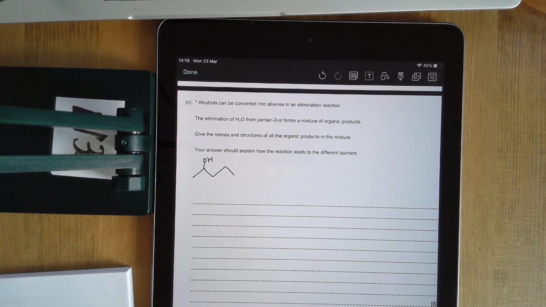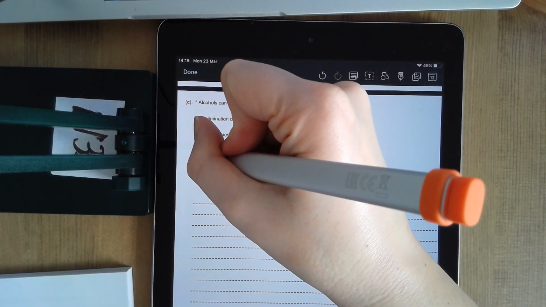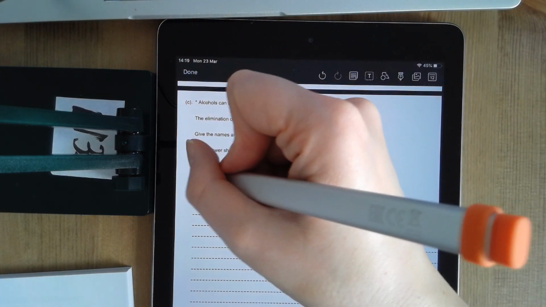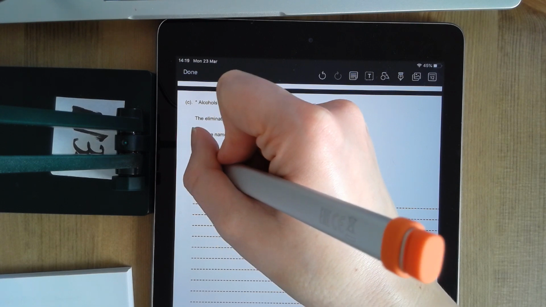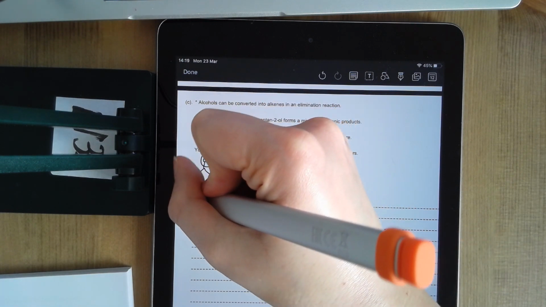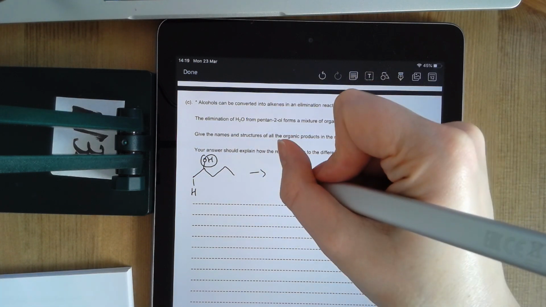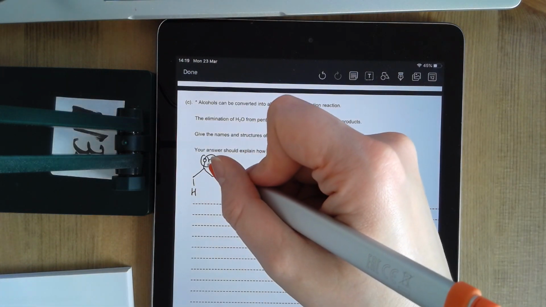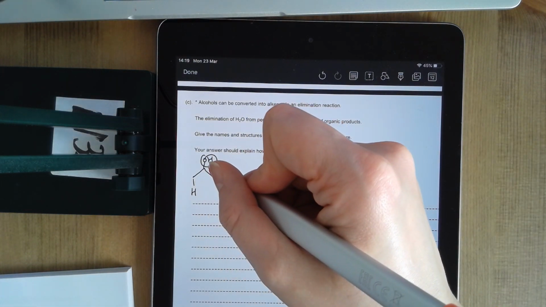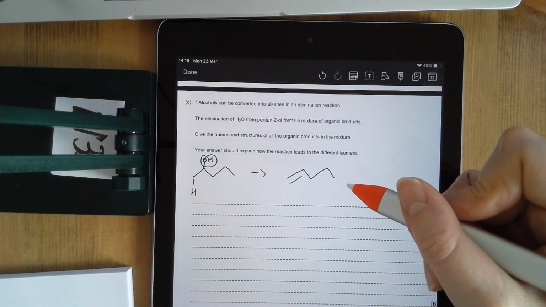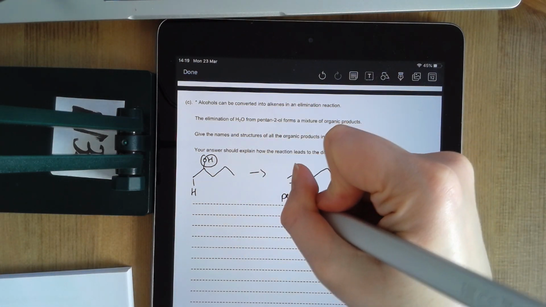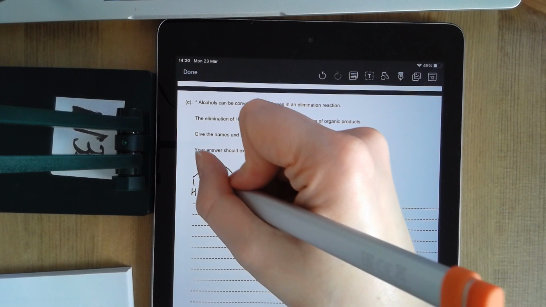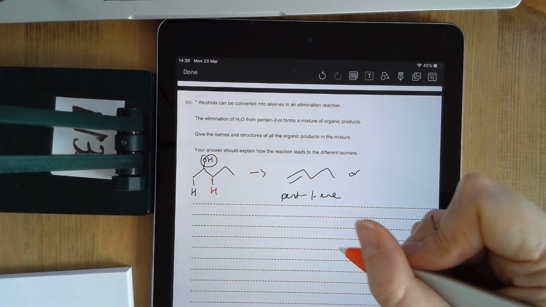So what you're eliminating in these reactions is water. If you're losing water, you're going to lose the OH, but you also need to lose a hydrogen. There are 2 carbons adjacent to the carbon with the OH. If you lose a hydrogen from carbon 1, you are going to form the following alkene. You're losing this hydrogen and this OH, which leaves both of these carbons 1 bond short, so they're going to form a double bond, and you are going to form pent-1-ene.